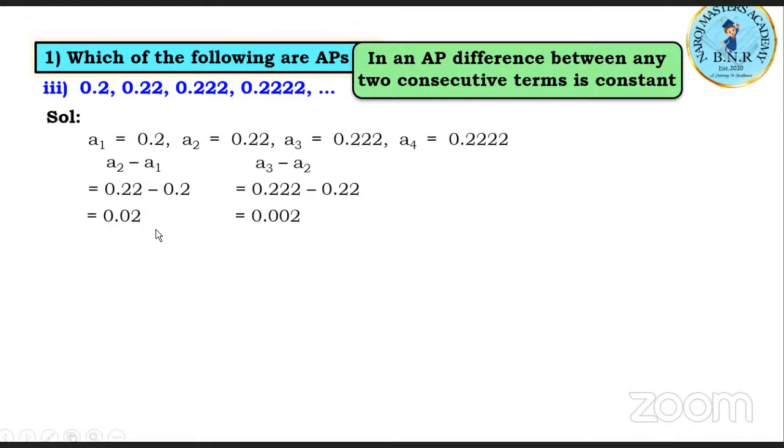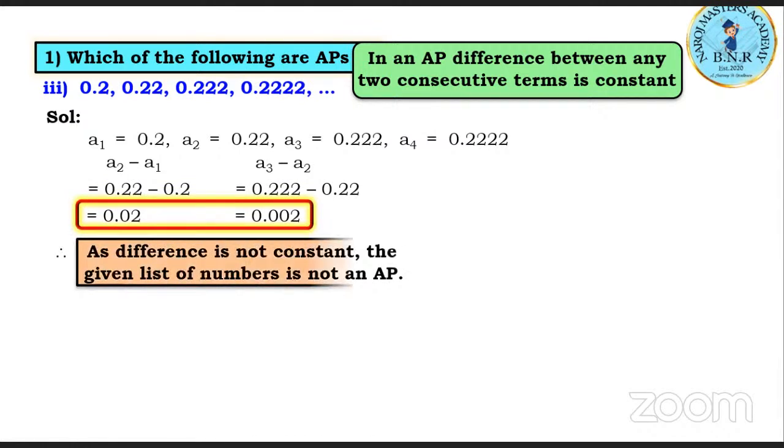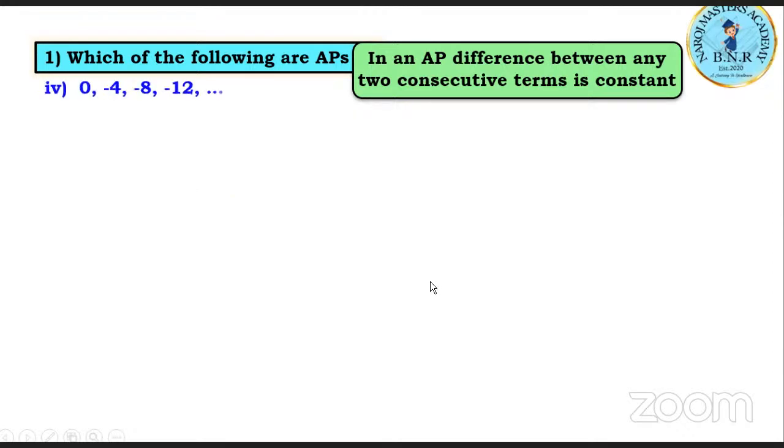As the common difference is not constant, we can decide right now: is it an AP or not? Not an AP. As the difference is not constant, the given list of numbers is not an AP. Is it right? Let's check the next series.